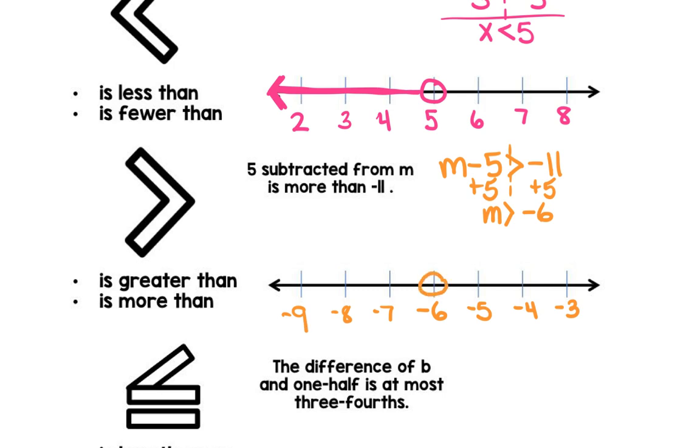This is going to be an open circle. It can't be negative 6. It has to be more than negative 6. So I'm going to shade everything to the right side.